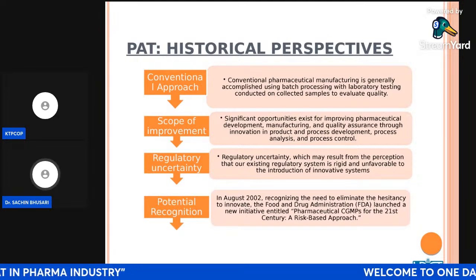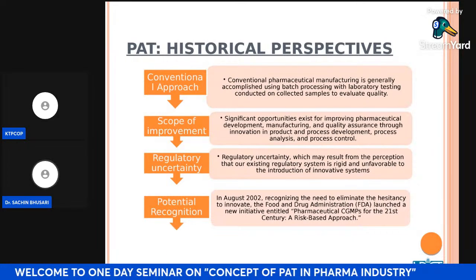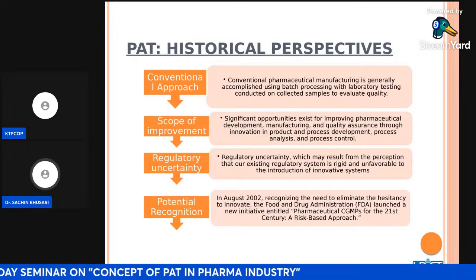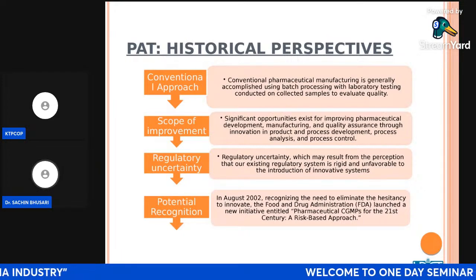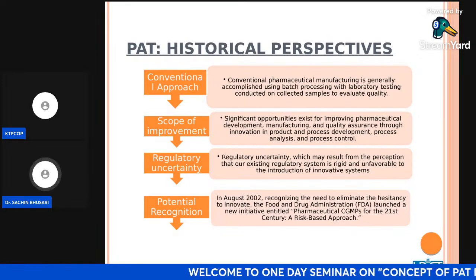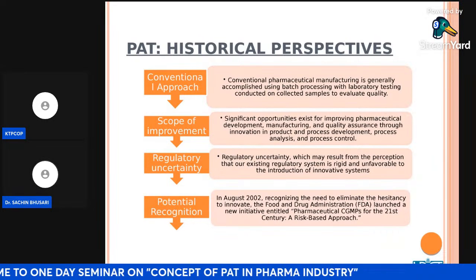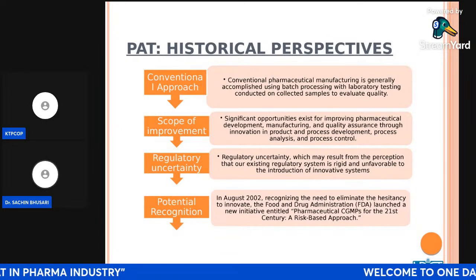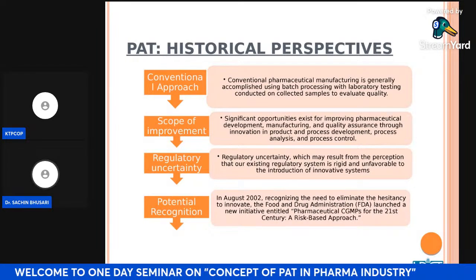If you look into the conventional approach, previously we were more towards manufacturing, processing, and intermediately testing the samples. You can see here, conventional pharmaceutical manufacturing is generally accomplished using batch processing. So we manufacture the formulations in batches, 1 lakh tablets, 2 lakh tablets, yes. And we have the backbone of laboratory testing: the quality control QC lab is there, the QA lab is also there in the pharmaceutical industries. So that is a conventional approach, which is something like offline, wherein you are manufacturing something and you are testing that outside your manufacturing area, or in an adjacent area, but which is not a part of the manufacturing area. Okay, so that was the conventional approach.